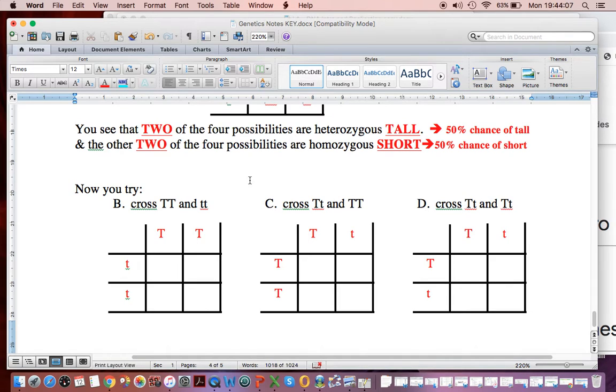Good day. We're on the fourth page of your genetics notes, and I've just filled in the starting point for the Punnett squares. I went big T, and I put them here, and I put little t, and I put them there. And that's showing the meiosis. This is the segregation, the law of segregation, that these genes segregate out during meiosis, the formation of gametes.